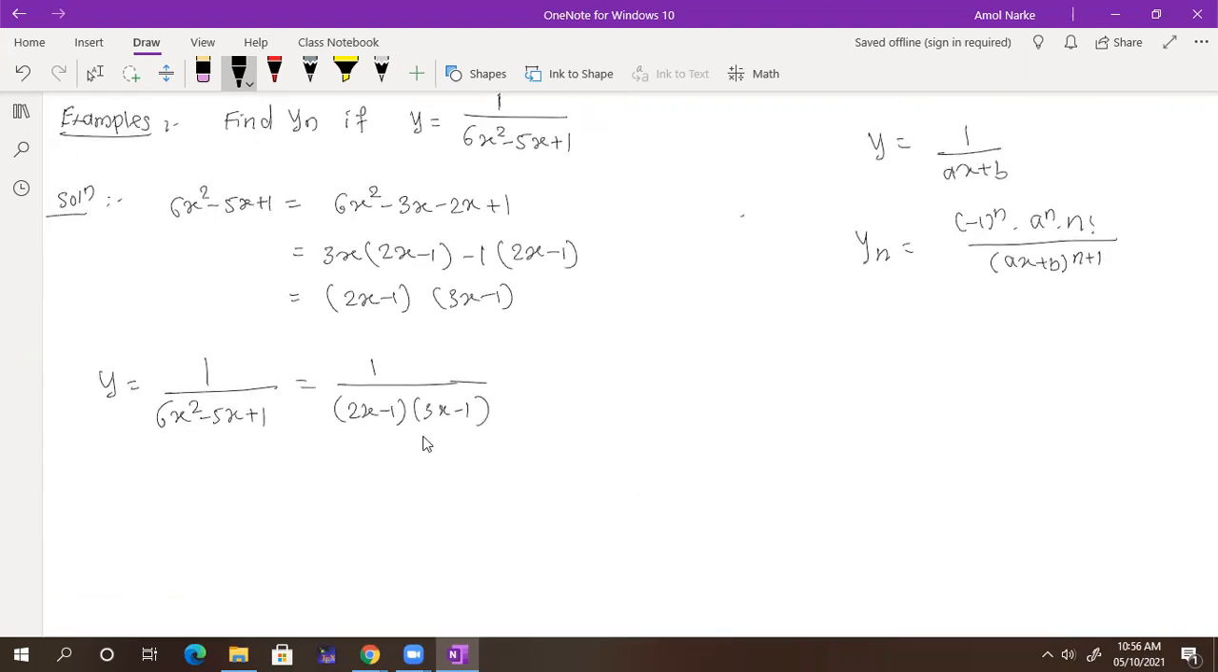But right now here we have the denominator in product form. So this is where partial fractions come in. So how are we going to deal with the partial fractions? Tell me how we are going to do the partial fractions.